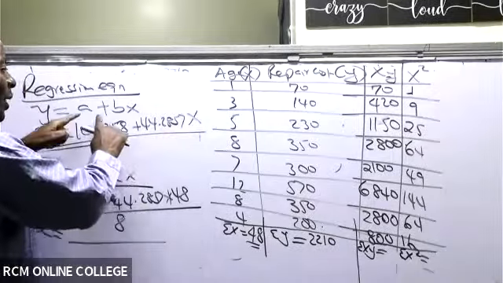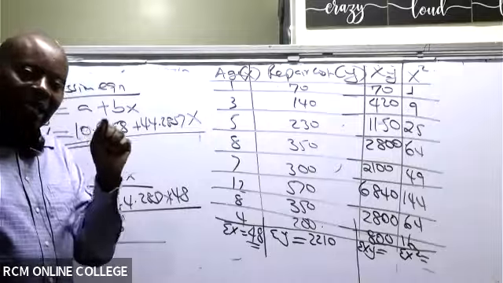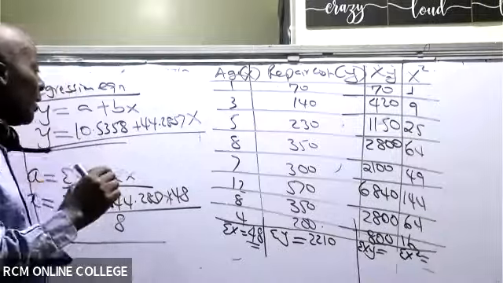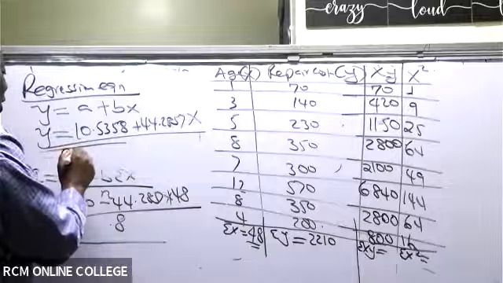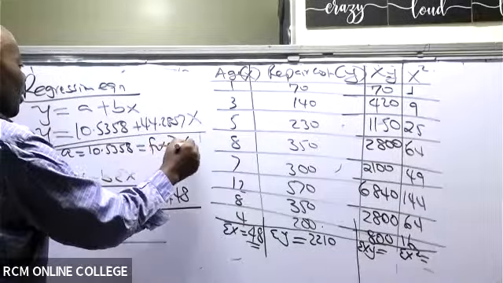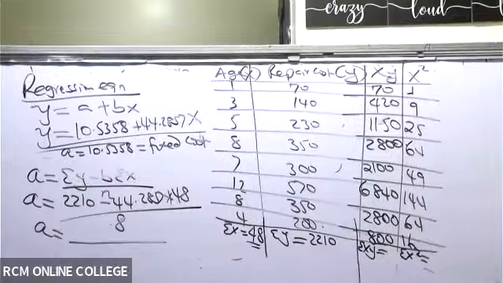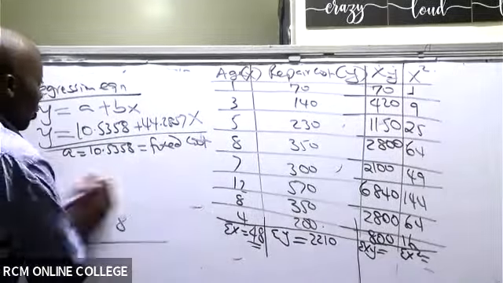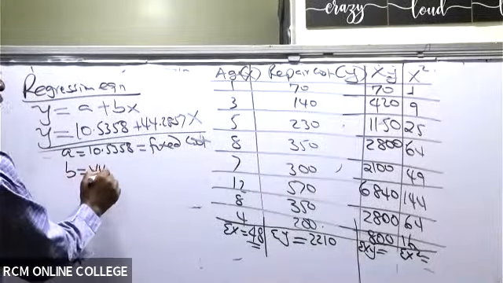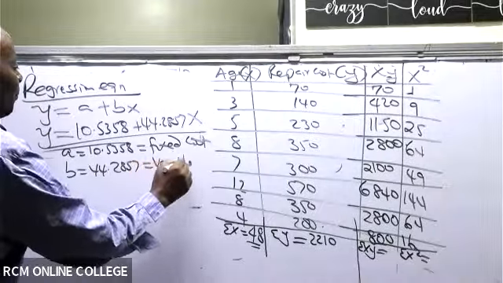But if you remember very well, this A is the fixed cost now. The one that does not depend on X. It doesn't matter the age. So we have two types of cost here. So A is 10.5358, which is the fixed cost. And then of course we have B. B is 44.2857, which is the variable cost.